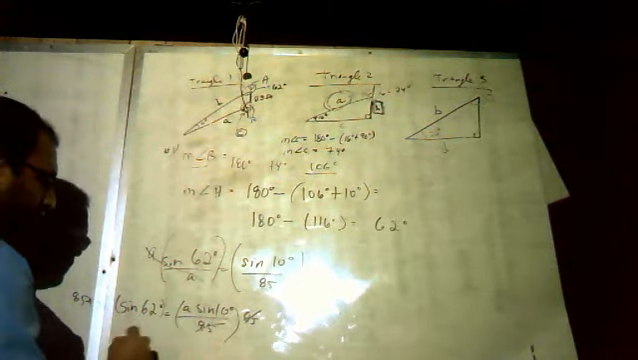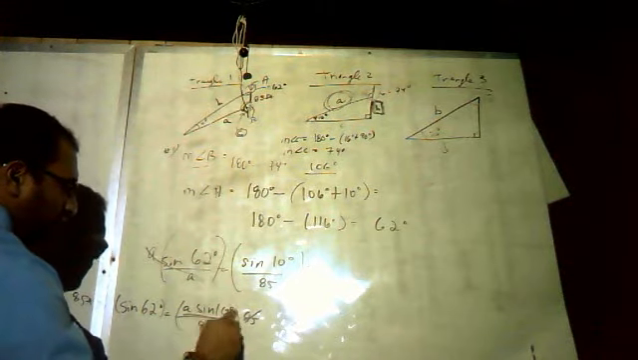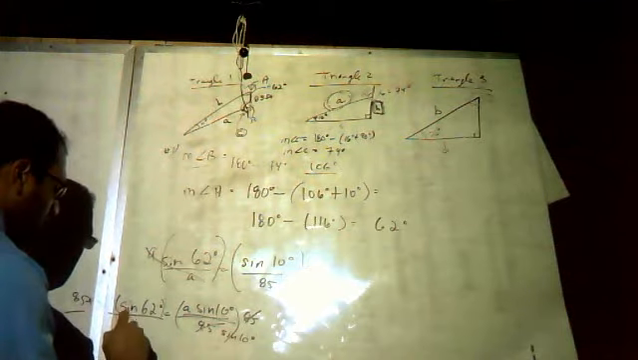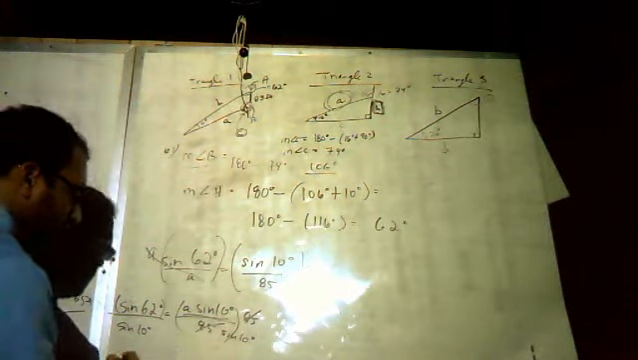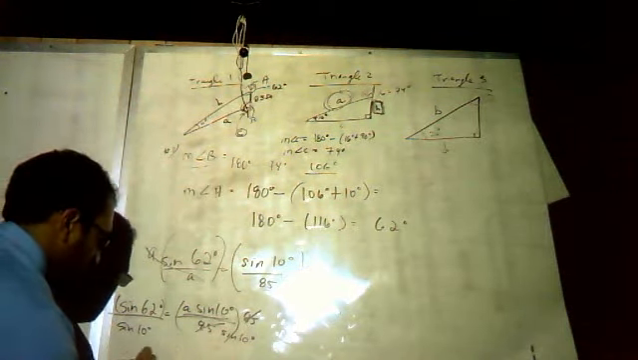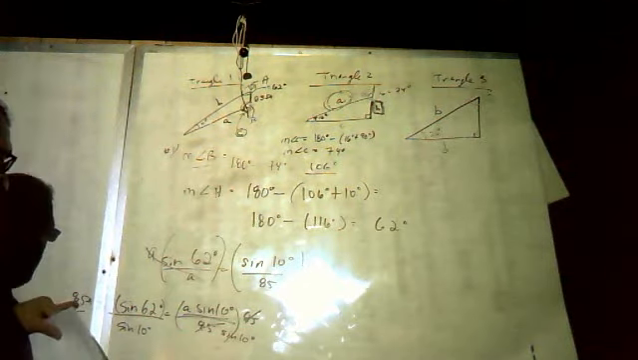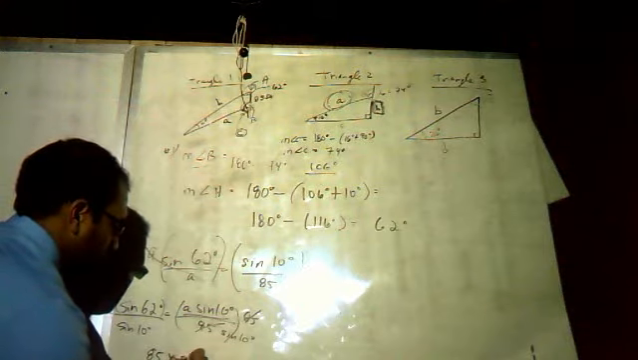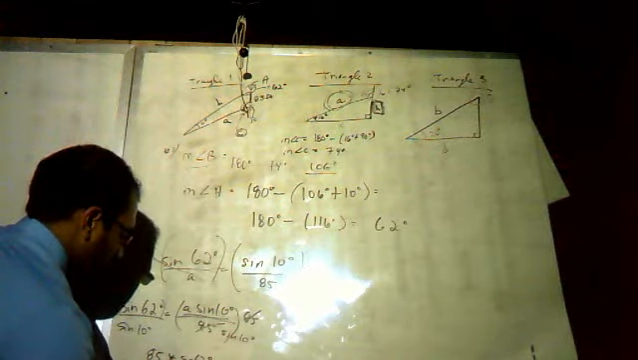So what do you have to do? Divide by the sine of 10 degrees. So that leaves you with A is equal to 85 times the sine of 62 degrees divided by the sine of 10 degrees.